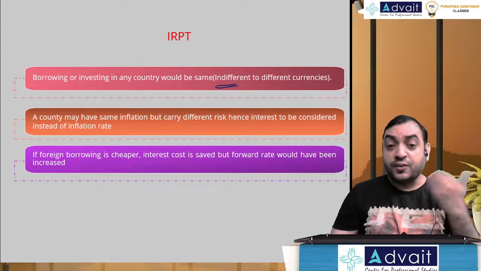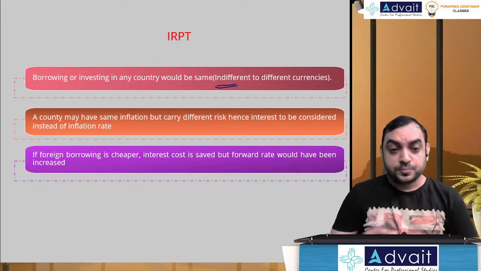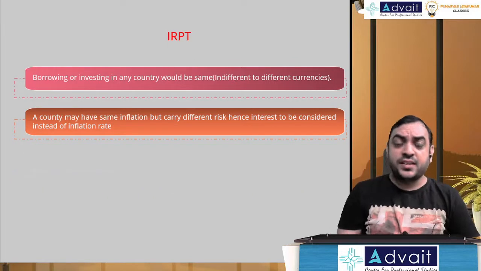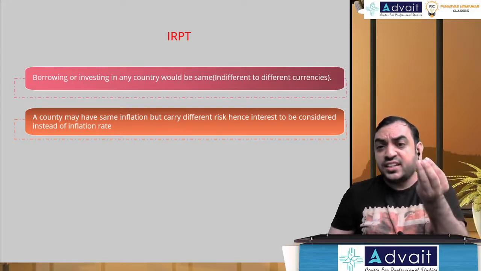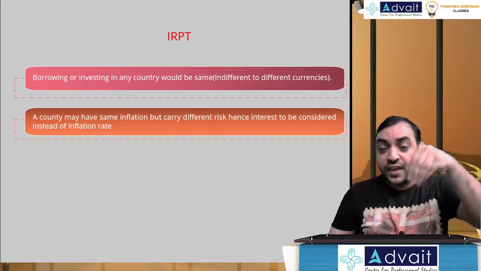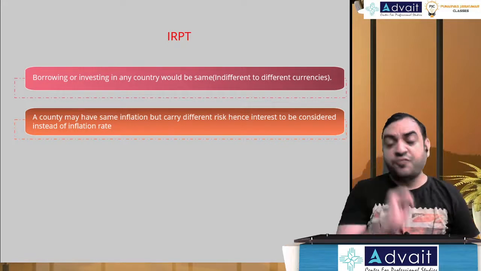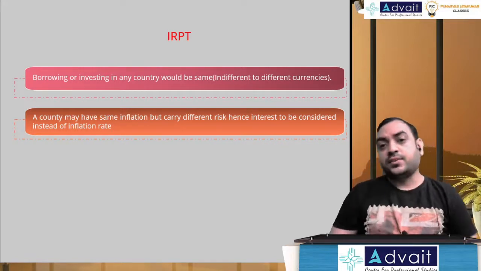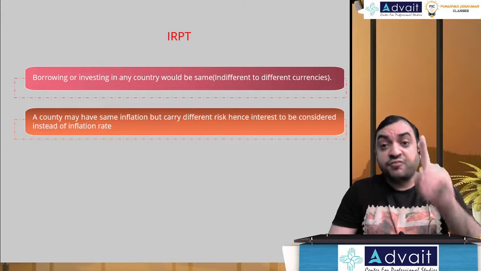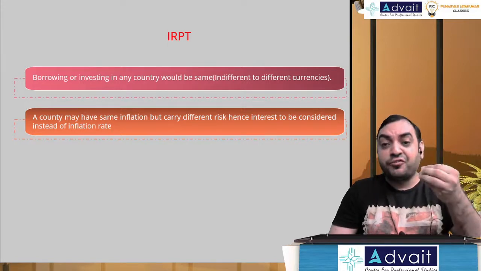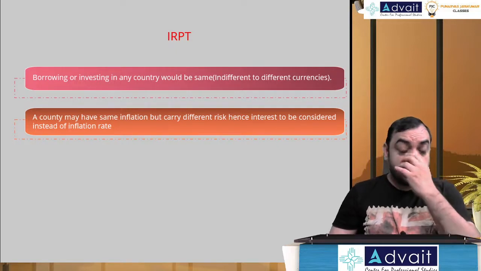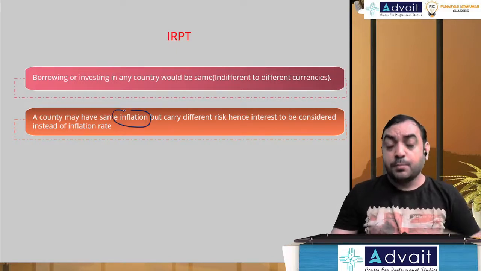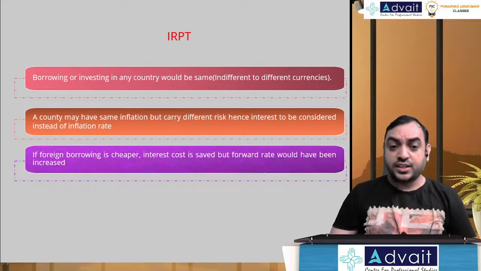A country may have inflation, and so what does the purchasing power parity theorem say? The spot rate, forward rate. What is the differential factor, or what is the factor which is having the impact? Inflation. The interest rate parity theorem says, I will also agree with you, the same formula. Instead of inflation rate, I will use interest rates. A country may have the same inflation but may carry different risk in interest. So we should take the interest rate.